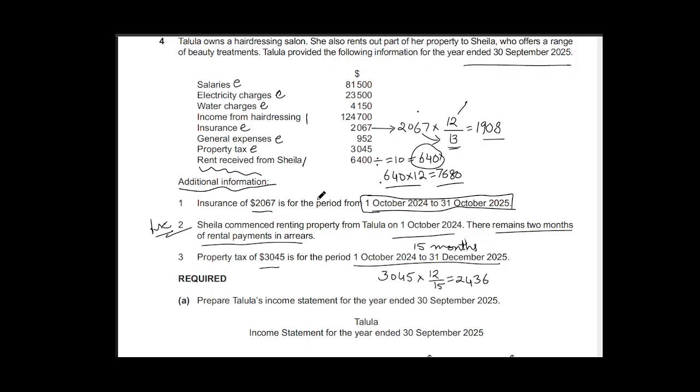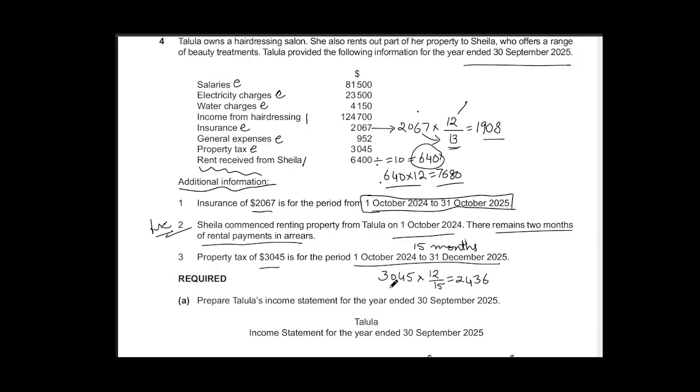The property tax that we have paid, this 3045, belongs to this period, October 24 till December 25. It means these are 15 months. We will count these months including both, because October is starting from the 1st and December's 31st is given. It means October is also included, December is also included. So we will count on fingers how many months these are. These are a total of 15 months. It means we have paid property tax for 15 months, but we need property tax for 12 months.